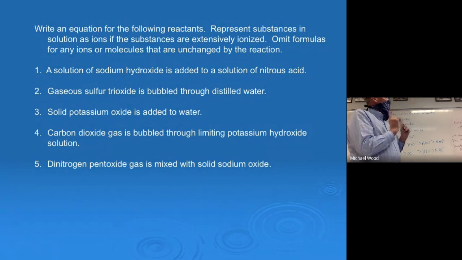Represent substances in solution as ions if the substances are extensively ionized. What does that mean? It means write the net ionic equation. So if you have a strong electrolyte, which is strong acid, strong base, soluble salt, you want to dissociate them and get rid of the spectator ions.